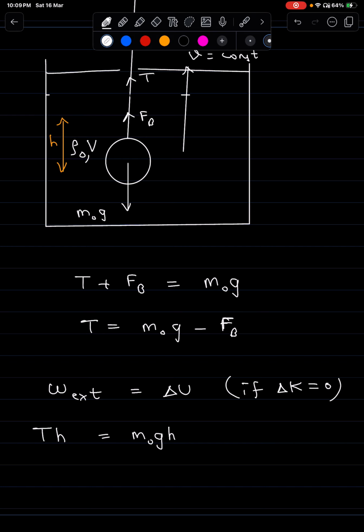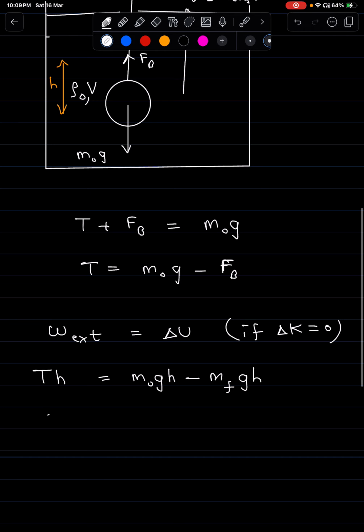So the net change in potential energy will be the increment in the potential energy of the object minus the decrease in the potential energy of the fluid. How much is the decrement in the potential energy of the fluid? It will be the mass of the fluid that has come down, into g into h. So all the h will get cancelled. So T will be equal to m naught g minus the mass of the fluid that has come down, which can be written as density into volume. So density of the fluid into volume of the object, which is the same as the volume of the fluid that has come down effectively, into g.